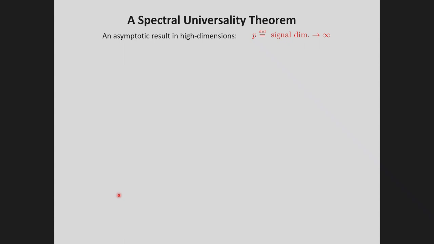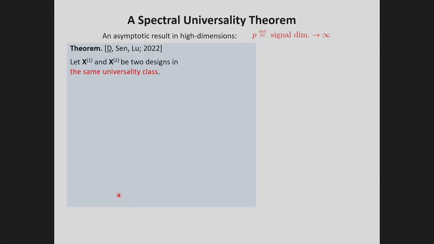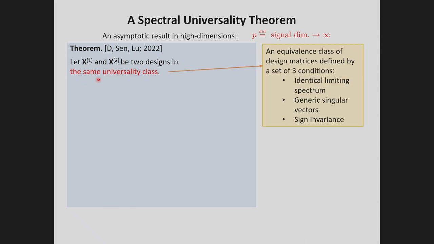Before I show you the result, this is an asymptotic result in high dimension. So I let P, which is the dimension of the signal of interest, go to infinity. I'll first tell you the template of the result. The result says that suppose you have two designs, X1 and X2, which are required to lie in the same universality class. This phrase, the same universality class, is a placeholder for three conditions that I'll tell you in a moment. So these two designs have to satisfy a set of three conditions, and I'll explain these conditions in later slides. But suppose they satisfy these three conditions.